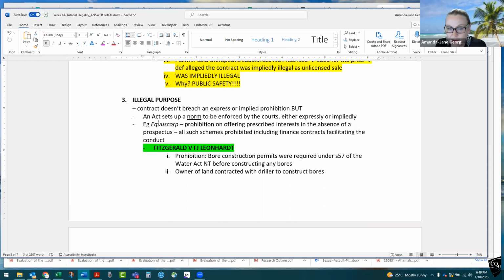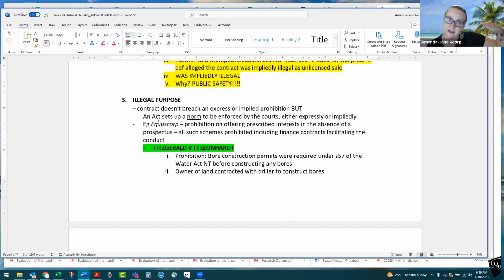And the argument runs that even though the statute doesn't expressly or impliedly make something illegal, nevertheless, what is proposed to be done by way of contract would contravene the norm set up by that legislation. So it's a bit more grey.